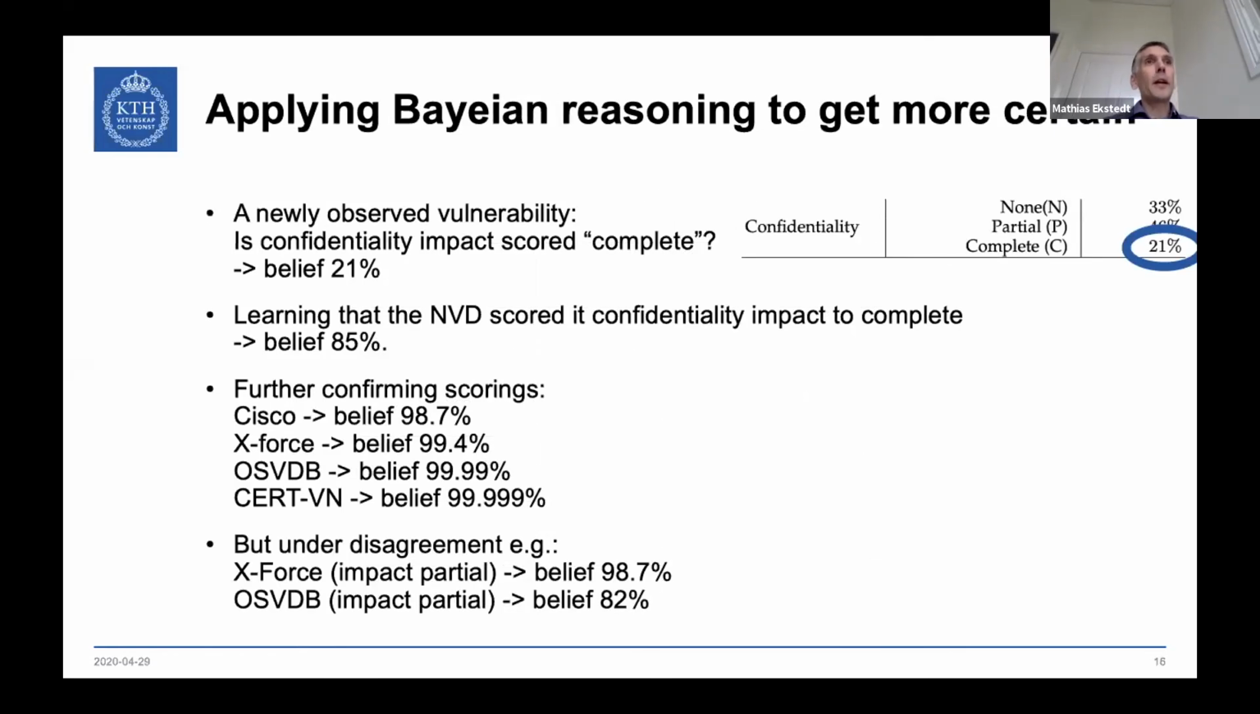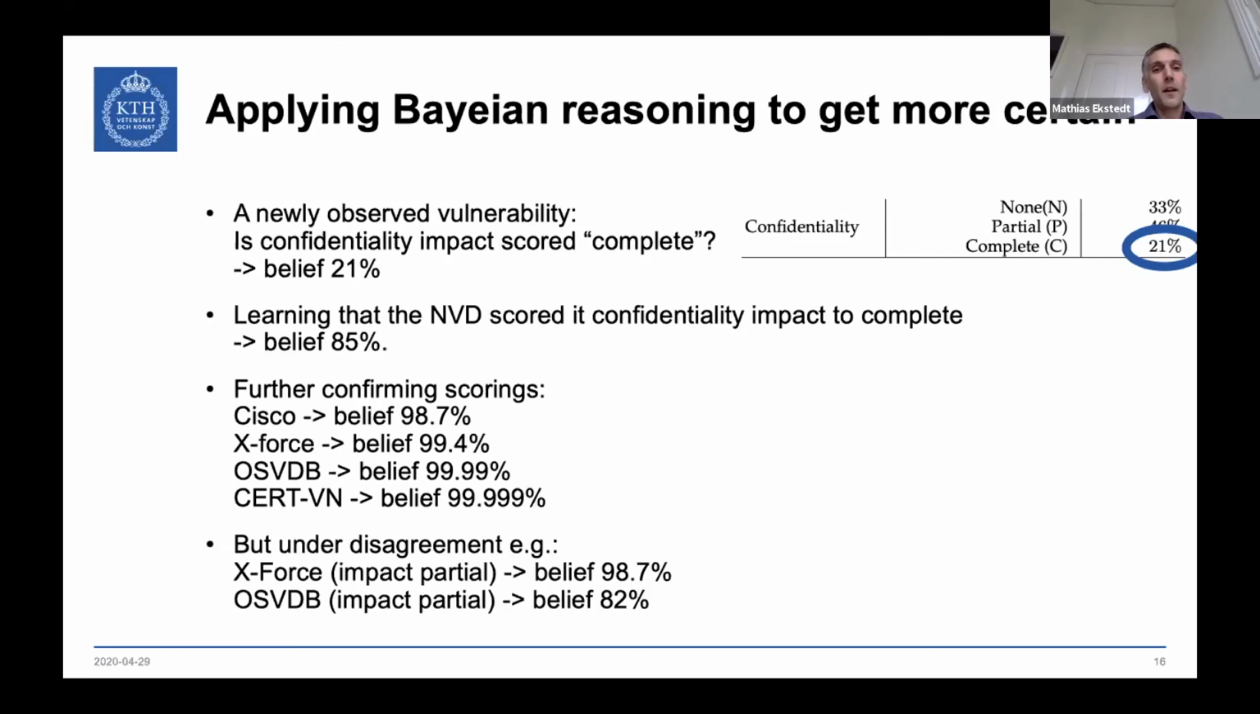We could start thinking about how we can use this. This is also how you apply Bayesian reasoning to say something about a certain instance of a vulnerability. If we just observe a new vulnerability and know nothing about it, then in general we would believe, to 21%, that it's a confidentiality impact scored as complete. That's just our base belief. If we also learn that NVD scored it with that score, our belief that this is correct would increase to 85%. And if further scores confirm this, after looking at them all we would be very, very certain, 99.9999%, but not 100.